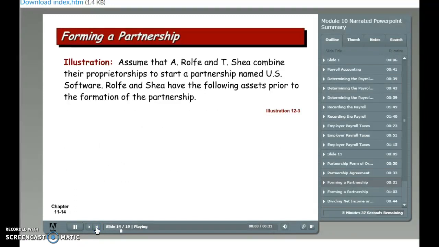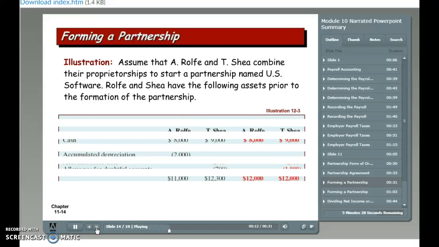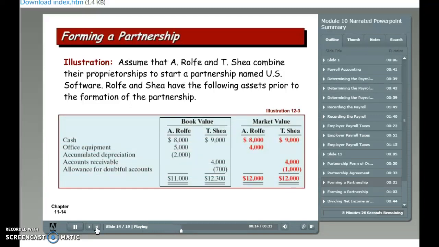A. Rolfe and T. Shea, who form a partnership named U.S. Software, have the following assets prior to forming the partnership. The book values of the assets total $11,000 for A. Rolfe and $12,300 for T. Shea. On the other hand, the market values of these assets for A. Rolfe and T. Shea are equal at $12,000.